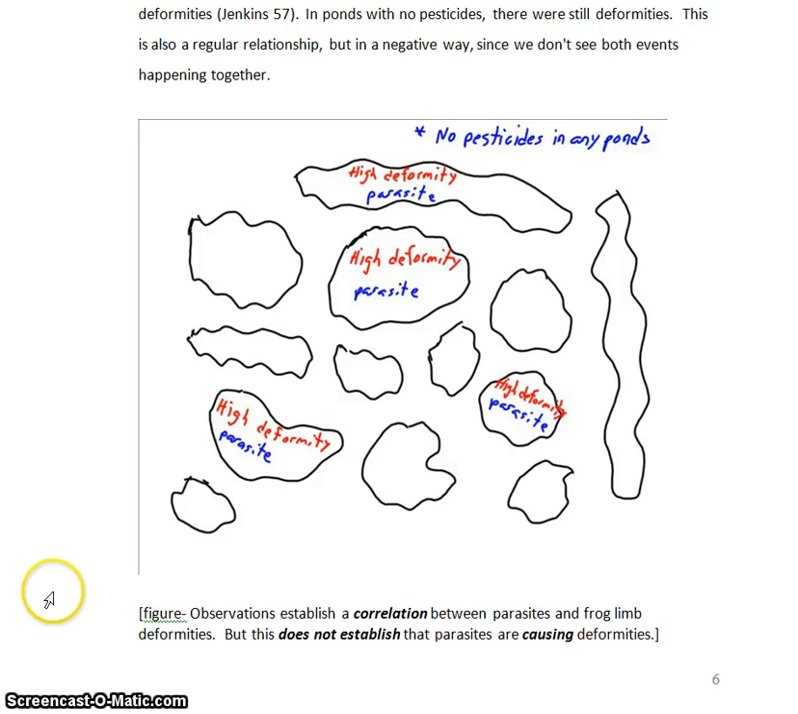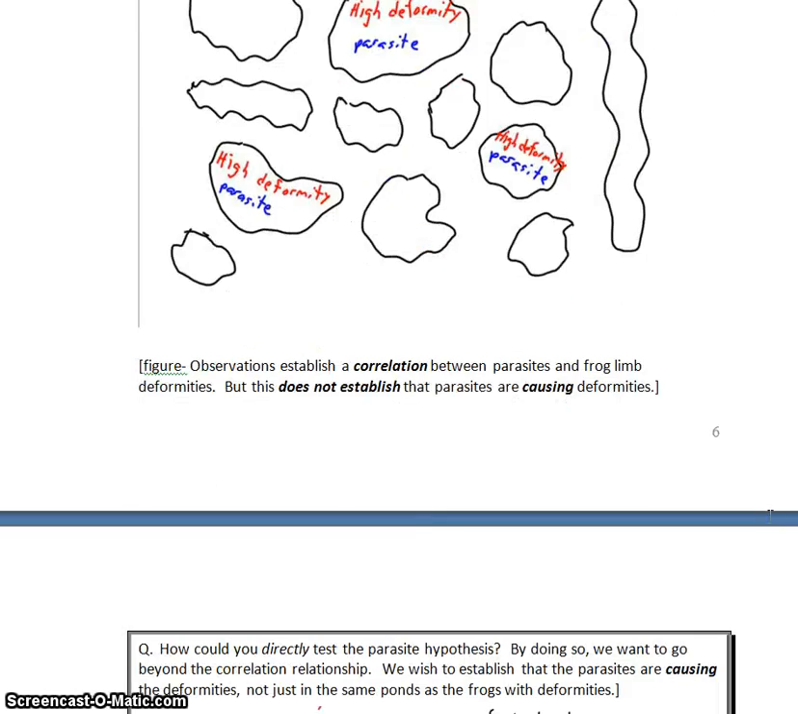However, a correlation does not establish that the parasites are causing the deformities. And we'll study correlations in a little bit more detail. But for now, this was suggestive that parasites are involved, because wherever you find parasites, you find deformities, but it does not establish that the parasites are causing the deformities. There could be something else causing the deformities. So scientists needed to do actual experiments to establish that causal link.